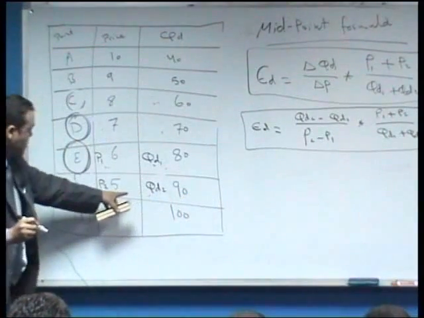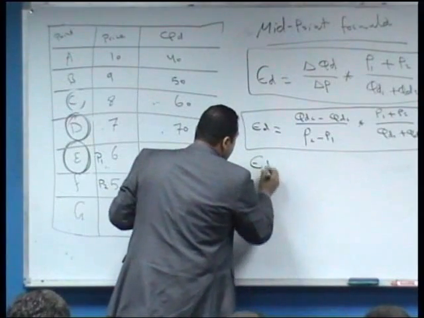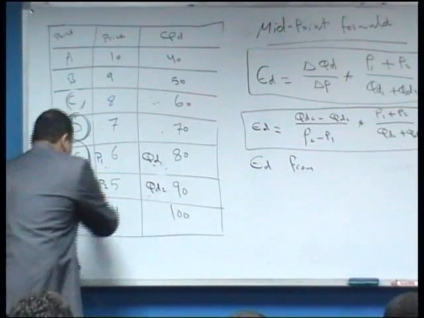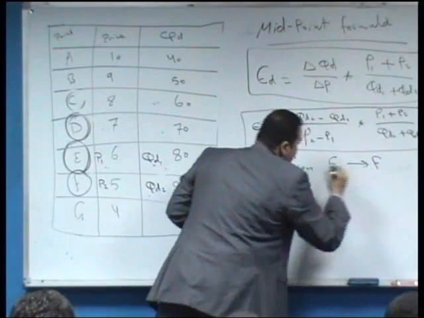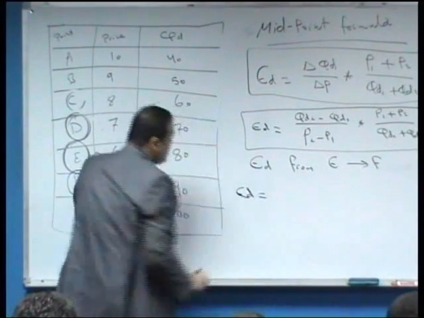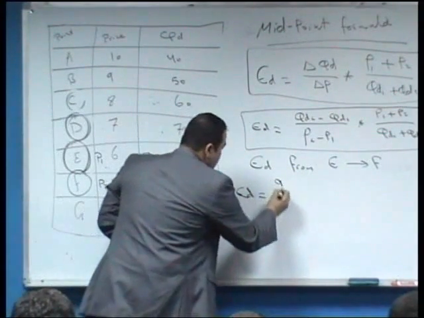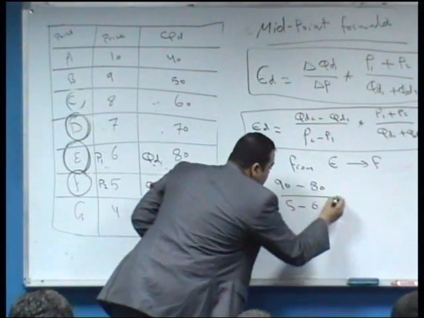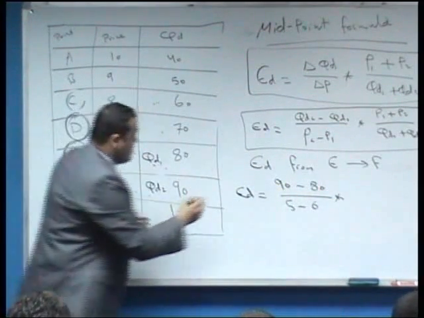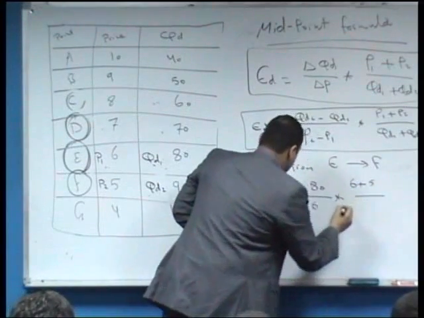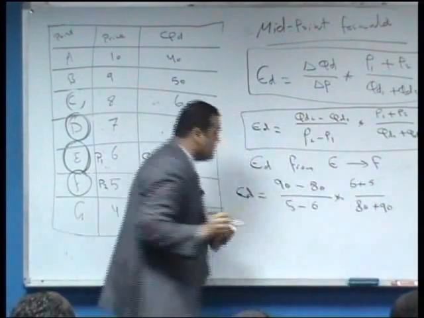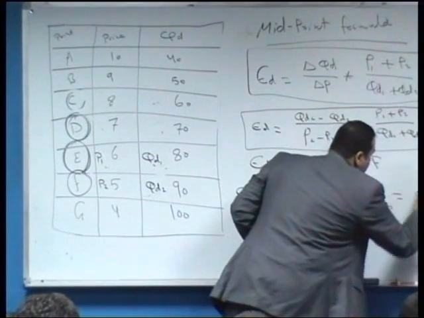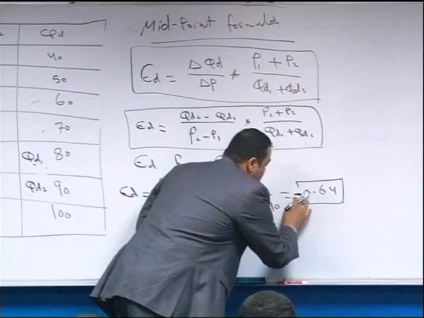In this case, the price elasticity of demand from point E to F equals QD2 90 minus 80, over 5 minus 6, times P1 plus P2, 6 plus 5, over 80 plus 90. The result is minus 0.64.